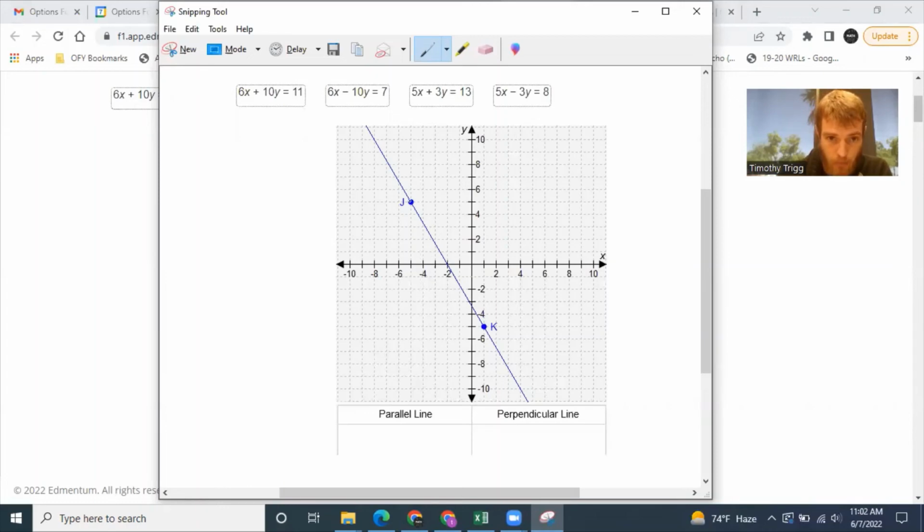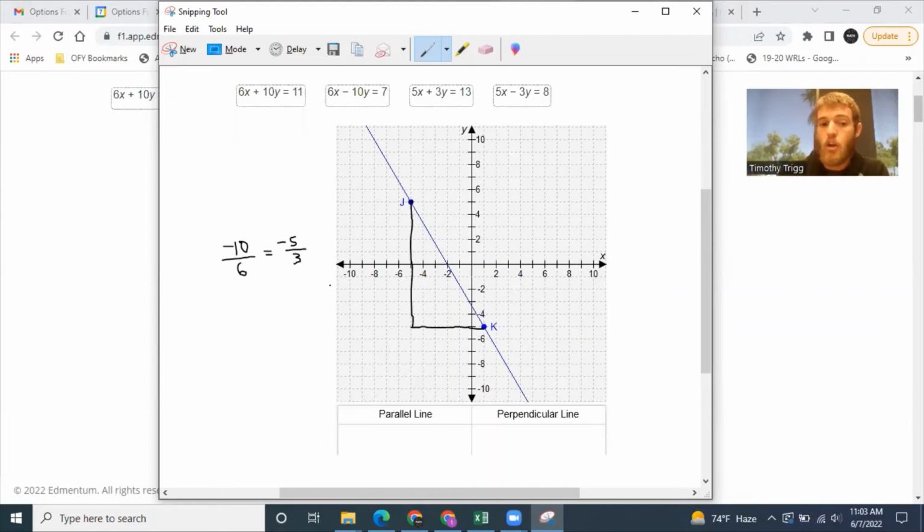So from J, I usually start left to right. So I'm going to start with point J. And my rise is actually going down, right? So I go down 1, 2, 3, 4, 5, 6, 7, 8, 9, 10. Go down 10, so that's negative 10. And then how much do we run? 1, 2, 3, 4, 5, 6. Run 6. So the slope of this line would be negative 10 over 6. I could reduce this by a factor of 2, so negative 5/3.